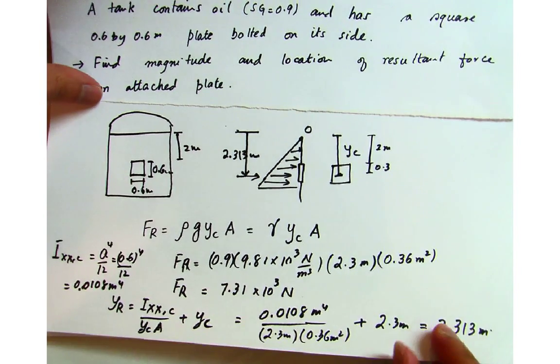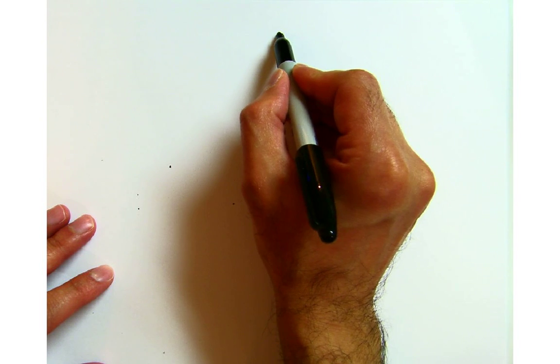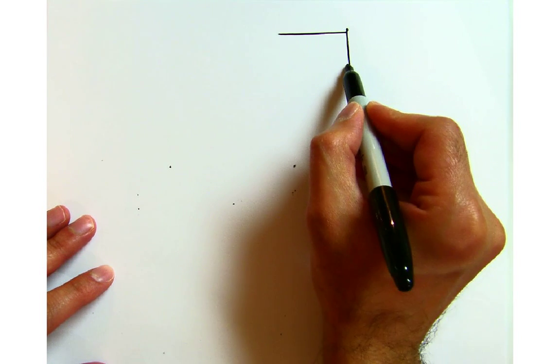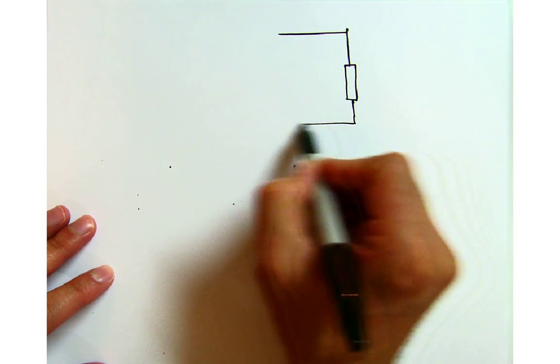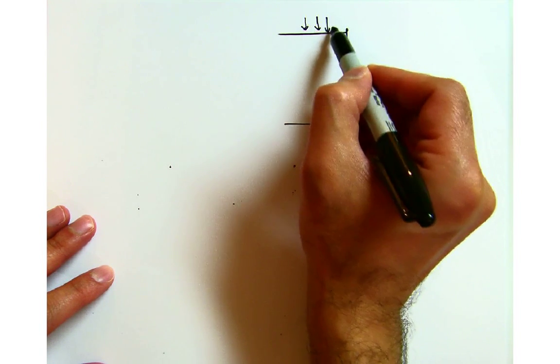Alright, so this is when you don't have any external pressure acting on the fluid. But what if you have some external pressure acting on the fluid, which I'm representing with the gauge pressure? In this case we have a fluid, and here is a gate, and on this fluid we have some external gauge pressure.